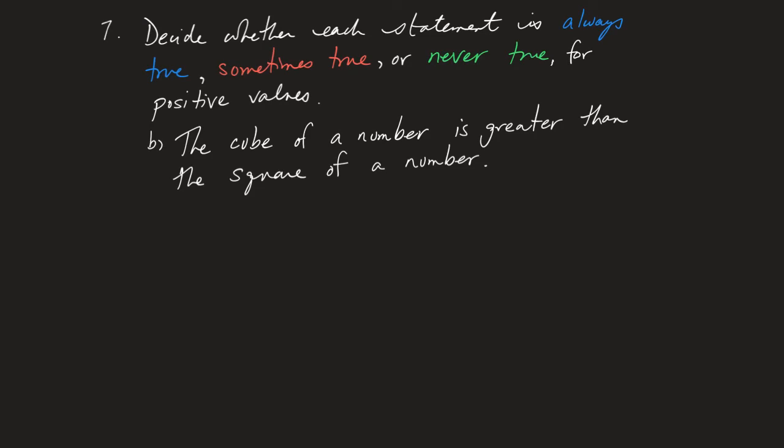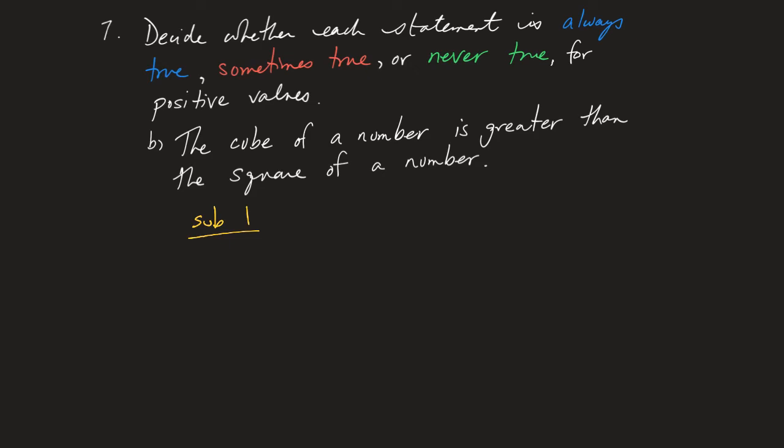And so, as we take a look at problem 7, same setup, always true, sometimes true, or never true. But now our statement is the cube of a number is greater than the square of a number. Okay, the cube of a number is greater than the square of a number. So I'm going to say to you, pick a number again, and let's see if we can come up with something. So how about we pick like the easiest number to work with? I'm going to sub in a number of 1.